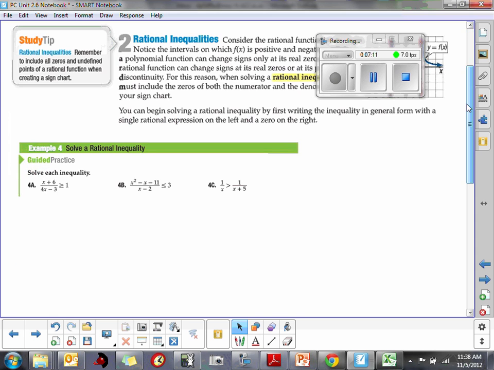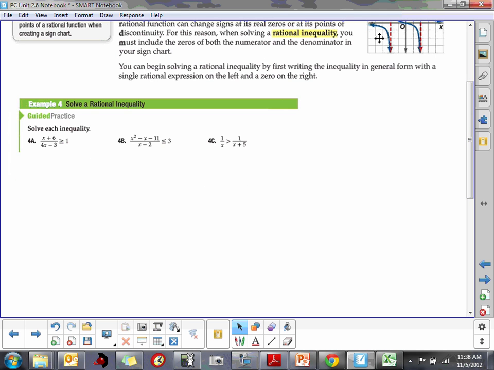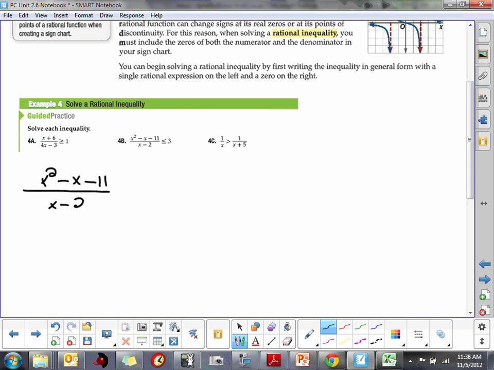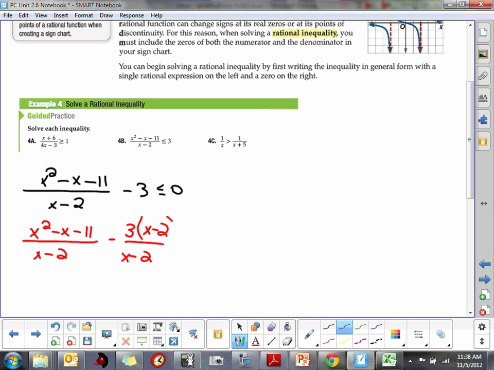Then we'll attack question B. First thing you want to do is get one side equal to 0, and then as a single rational expression. So we've got x squared minus x minus 11 all over x minus 2. We want to subtract 3, less than or equal to 0. We have to get a common denominator. So x squared minus x minus 11 all over x minus 2, minus, we want the common denominator to be x minus 2, which means it's going to have to be 3 times x minus 2. So we're just rewriting 3 with a common denominator of x minus 2.